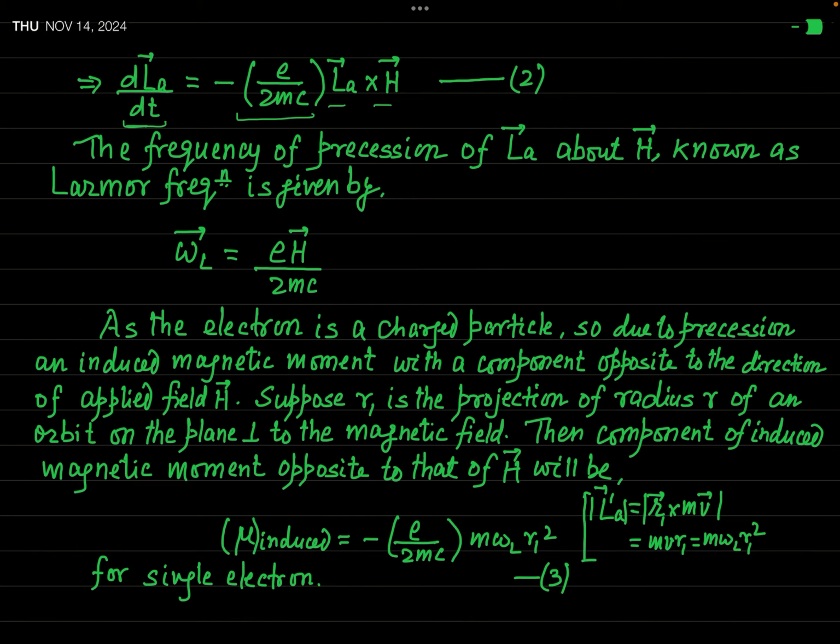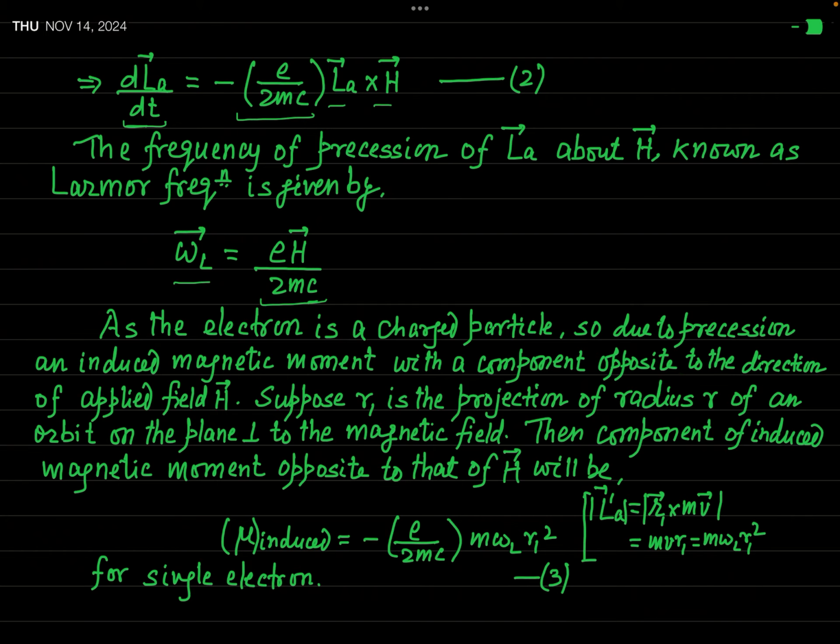So I have written here directly the frequency with which the precession of the electronic orbit will take place, which is called the Larmor frequency, given by omega L equal to EH over 2mc. Again, I am telling you that this expression has been written in CGS units. In my videos on atomic and molecular physics, you will find it in SI units, so there c will be absent. This is the expression for omega L.